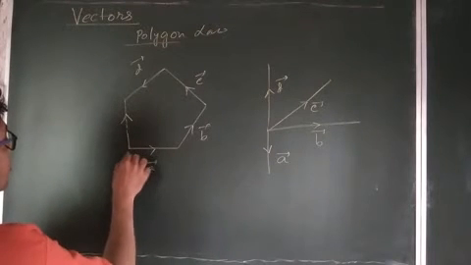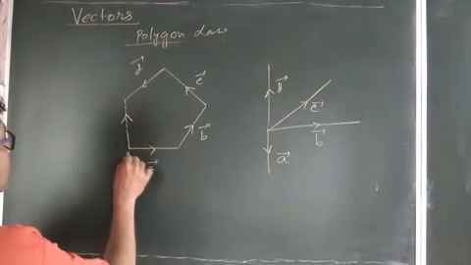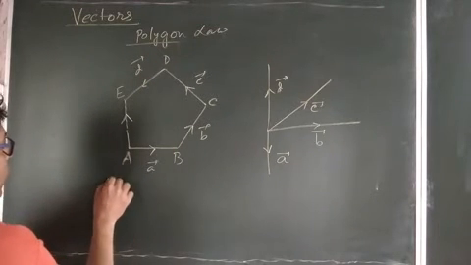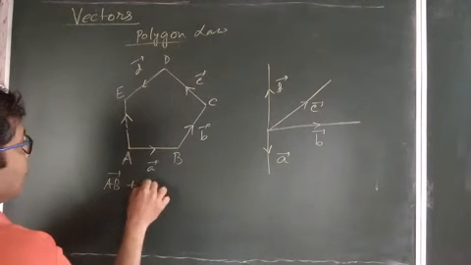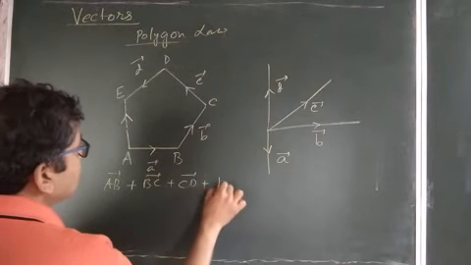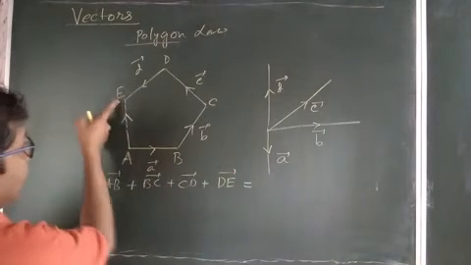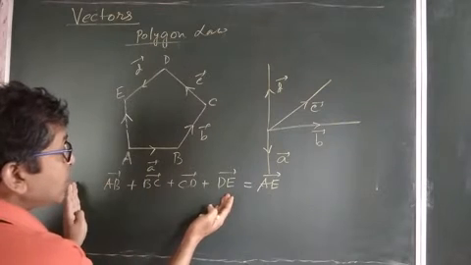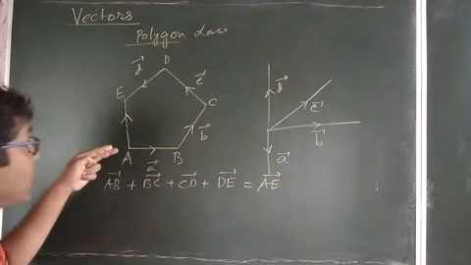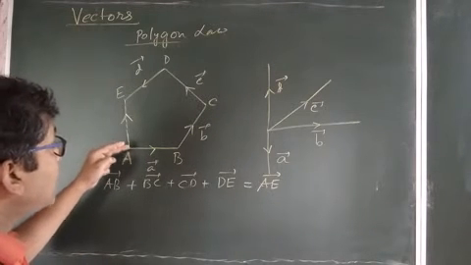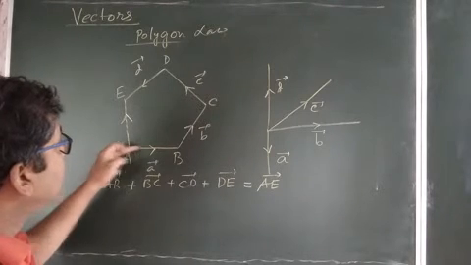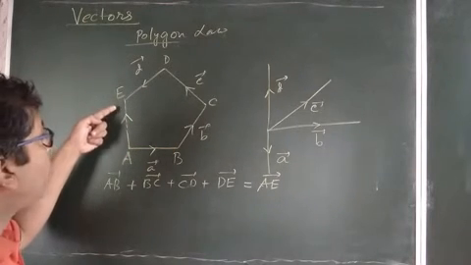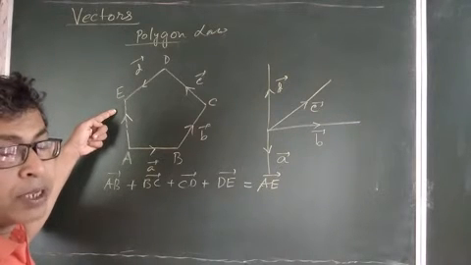If we consider certain names here, then theoretically it will be like this: AB vector plus BC vector plus CD vector plus DE vector is equal to AE vector. The sum of all these vectors, that means the combination of all these vectors, is this. So the statement is: when a number of vectors act simultaneously, if they are represented in magnitude and direction by the consecutive sides of a polygon taken in the same order, then the closing side of the same polygon taken in opposite order will represent the magnitude and direction of their resultant vector.